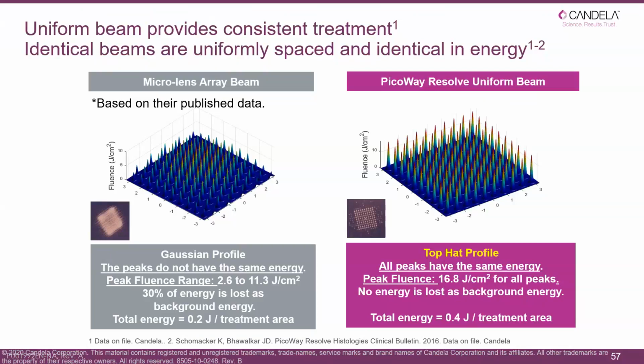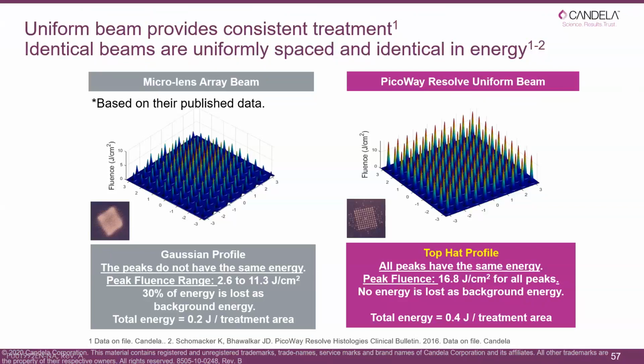One of the issues of using the microlens array system is you don't get a uniform delivery of the energy across the whole of that treatment area. As you can see from the little inlaid picture on the left-hand side, you're getting higher concentrations in the corners and a lower concentration in the center.